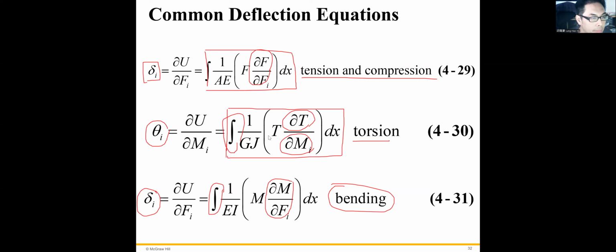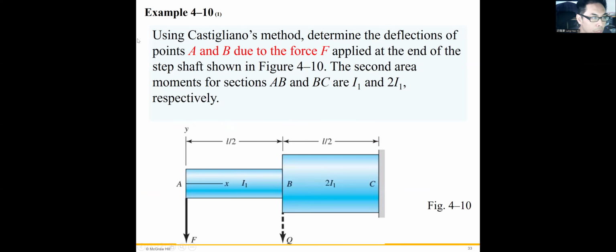Okay. So there's one example here. Use Castigliano's theory to determine the deflection of points A and B due to the force F applied at the end of the step shaft as shown in the figure. And the second moments of area for AB and BC are I1 and 2I1 respectively.